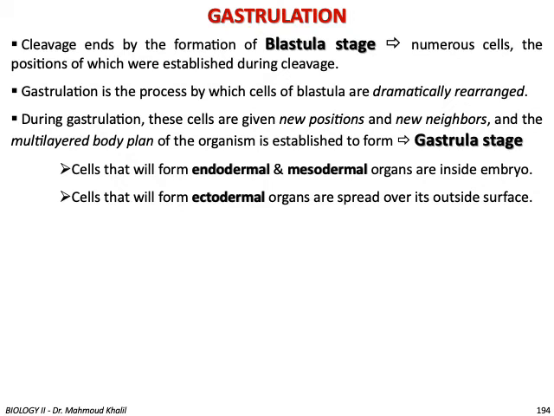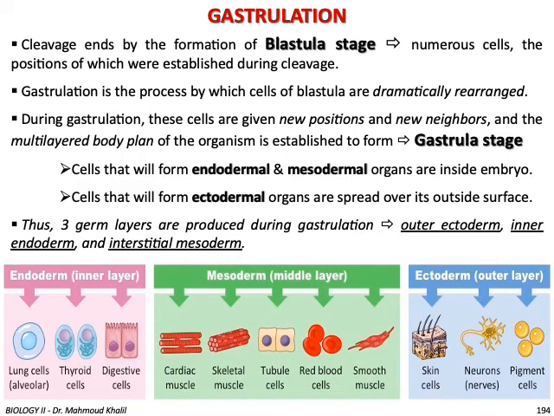So cells that will form endodermal and mesodermal organs are inside the embryo, while cells that will form ectodermal organs are spread over its outside surface. So that's why we said during the process of gastrulation, cells are given new positions and new neighbors. Basically, three germ layers are produced during gastrulation: outer ectoderm, inner endoderm, and the interstitial mesoderm.